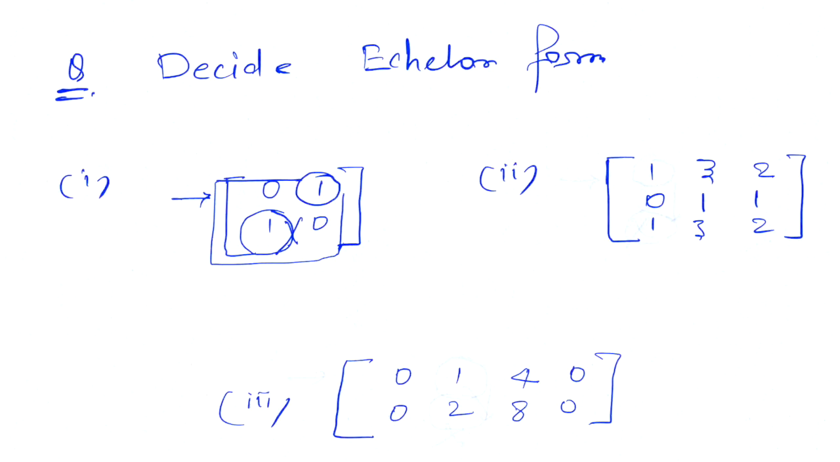Now we go to the second matrix. We start with the first row. The first non-zero element is the pivot. 1 is the pivot here, but the entries below that pivot are not all 0. We have a non-zero element, so it is not in echelon form. In the third matrix, we also have the same problem. The entry below the pivot is not 0, so it is not in echelon form.